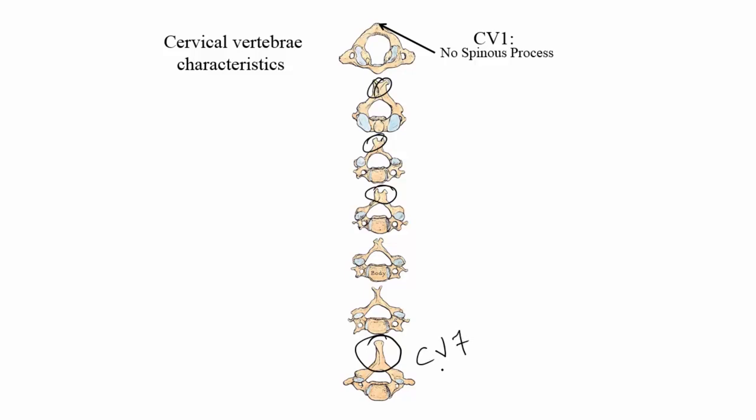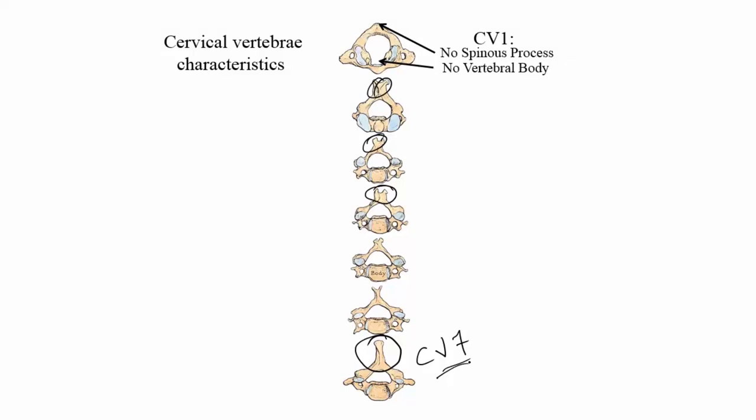The spinous process on CV7 is an important one because that is the first spinous process you can palpate on the back of your neck. And it's called the vertebra prominens, the first prominent spinous process that you can find on the back of the neck. So it gives one the ability to have that landmark and count superiorly, count inferiorly for adjacent vertebral elements.